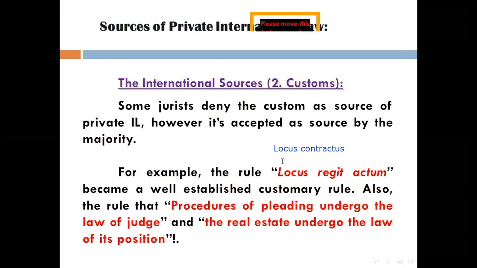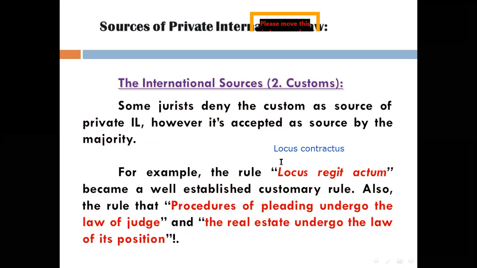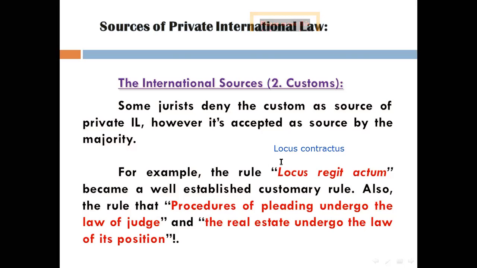So if the locus contractus is Lebanon, then the Lebanese law shall regulate the matter here. I know there is a conflict of laws in this case, a conflict of jurisdiction, because the parties belong to different nationalities. However, regardless of their nationality, we have to seek the place where these parties concluded their agreement. Since the agreement was concluded in Lebanon, then that law shall regulate this matter, even if there is a conflict of law or conflict of jurisdictions, as matters of private international law. The law that shall apply to this contract is the Lebanese law.